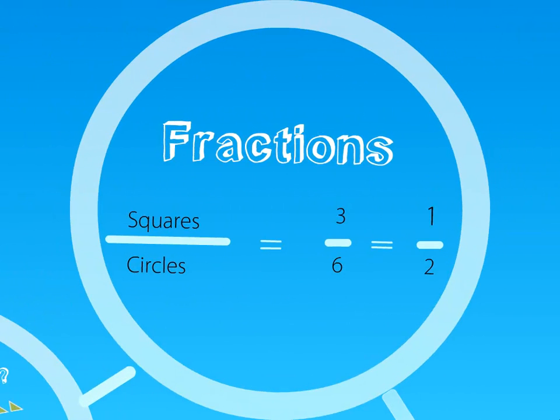A fraction is just like a two-term ratio, only it's written vertically. So let's say I wanted to write a fraction of squares to circles. Counting my shapes, I find that I have 3 squares and 6 circles, giving me a fraction of 3 over 6, or reducing it, a simpler fraction of 1 over 2.